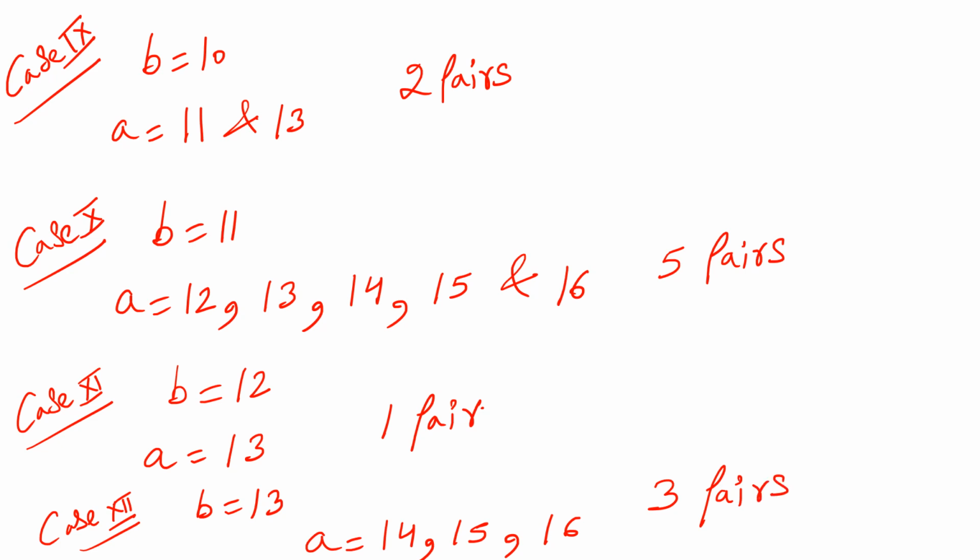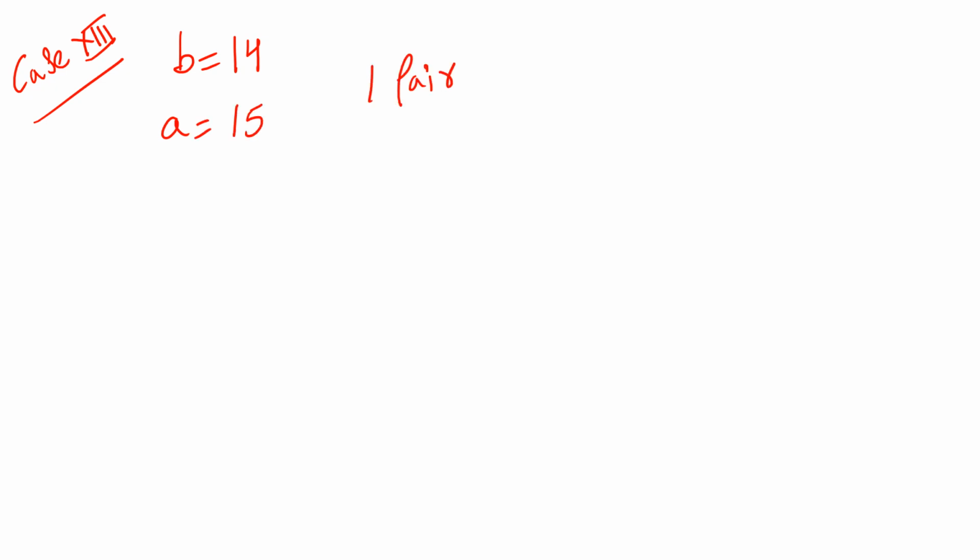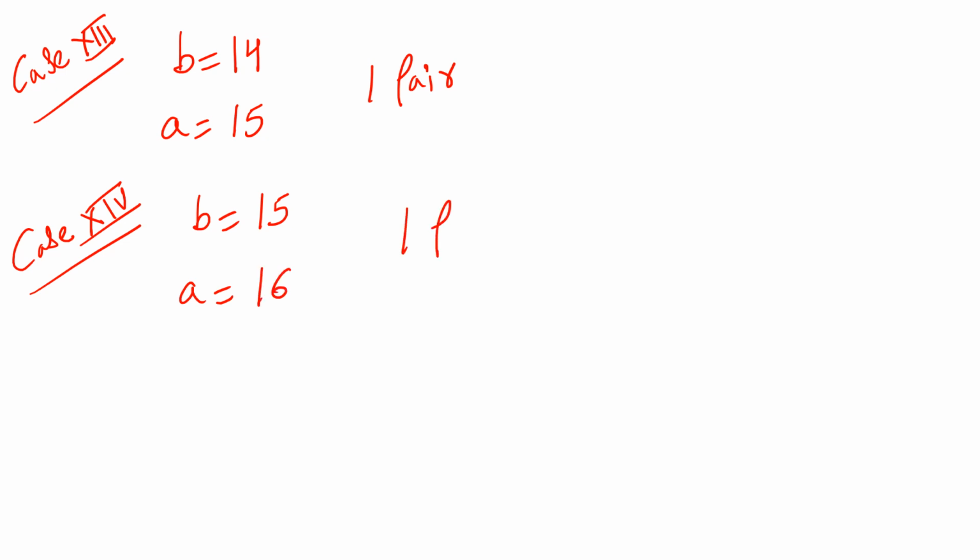Now students, we are just left with 2 more cases, that is b equal to 14 and b equal to 15. Now students, we discuss the 13th case. In this case, b equal to 14. When b equal to 14, then the only possible value of a is 15. So that means we get only 1 pair. And in the last case, that is the 14th case, when b equal to 15, then the only possible value of a is 16. Again, we get 1 pair.